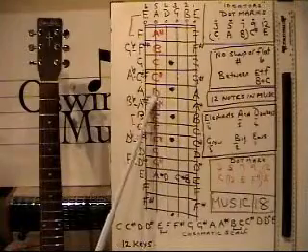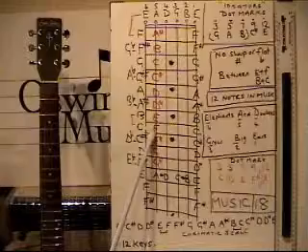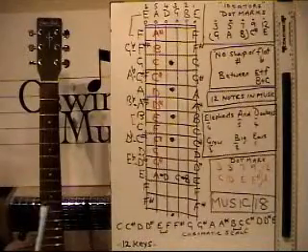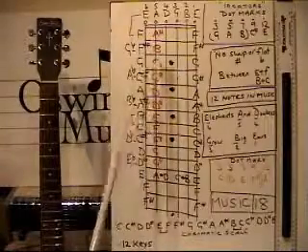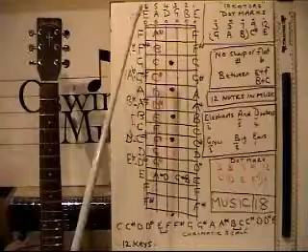What comes after C sharp? D, D sharp, E, no E sharp, E and F, F sharp, G, G sharp, A. So it's basically the chromatic scale again, but from a different point of view, at open A.